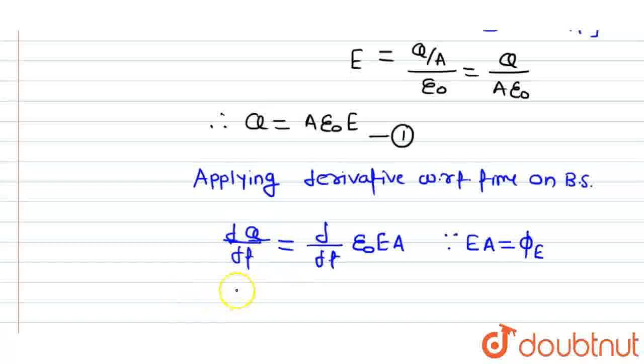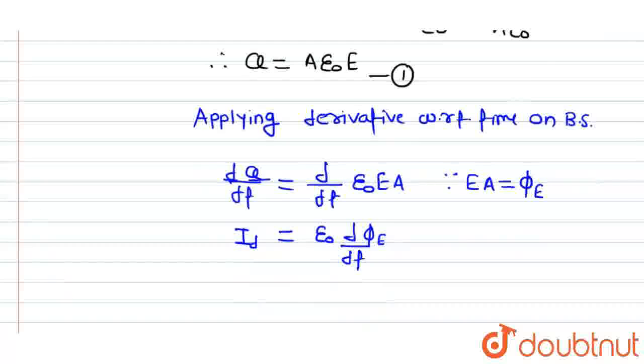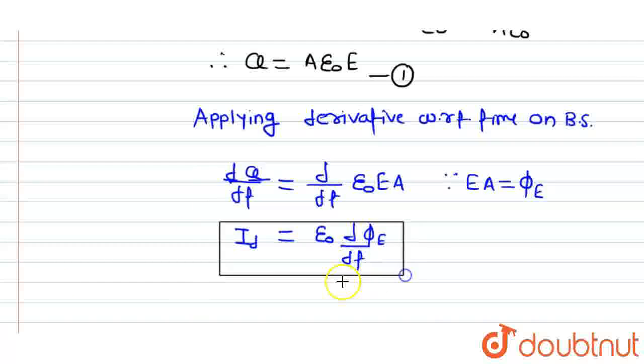Here the dq upon dt is displacement current id, the current inside the capacitor plates, or current in between the two parallel plates. id equals epsilon naught is a constant term, so it is taken outside the derivative. It becomes epsilon naught d by dt of phi E. This is the expression for displacement current in terms of electric flux.